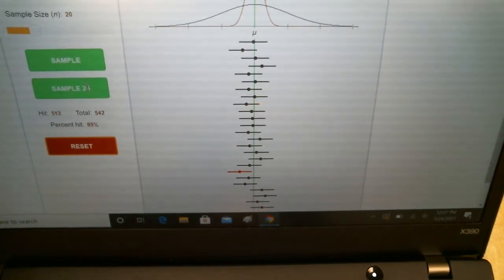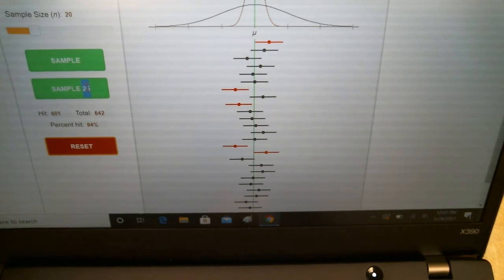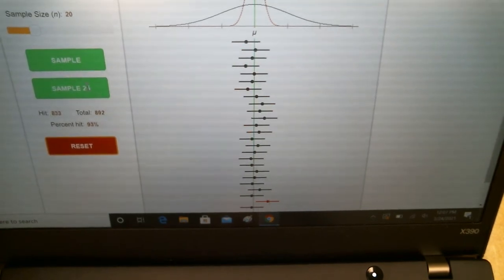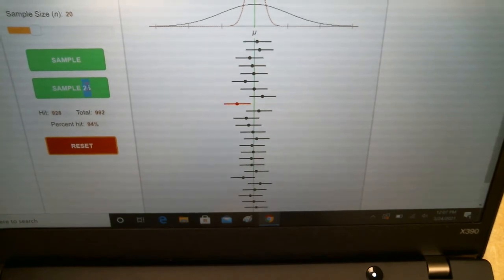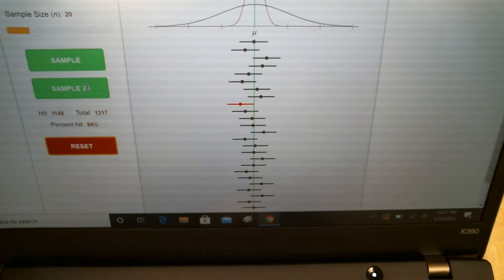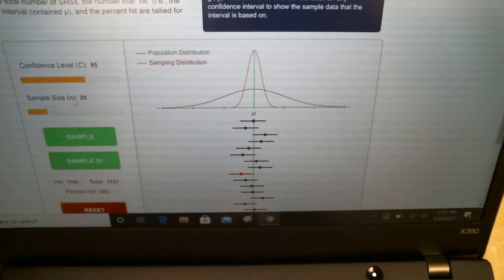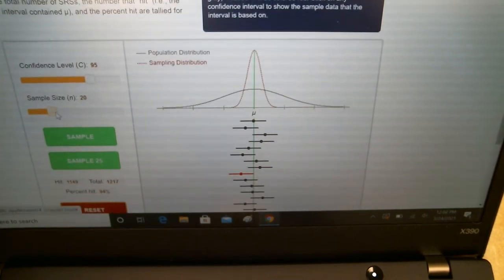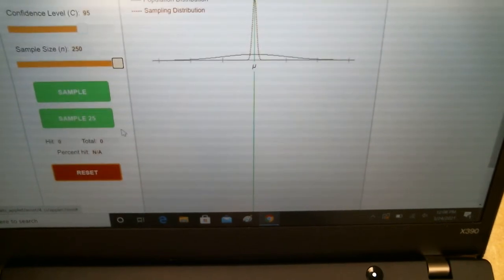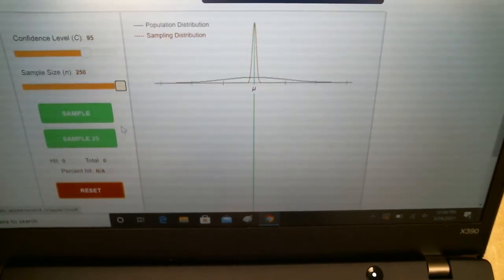Sometimes it's going to be wrong, sometimes it's going to miss, but if we do it over and over again, the confidence level is the expected number of times you expect to get an interval that contains the value. And that doesn't matter what the sample size is. So let's say I put the sample size way bigger. Now I'm taking 250 people with my sample.